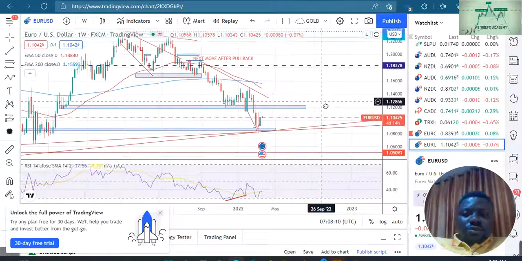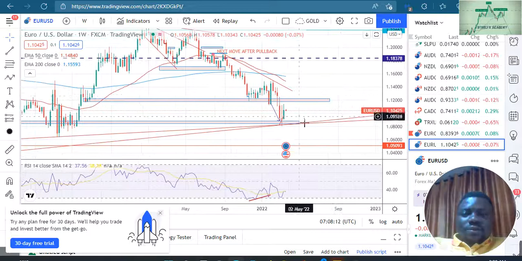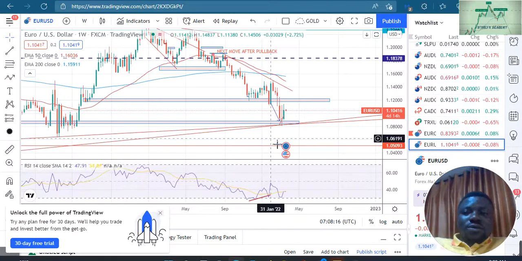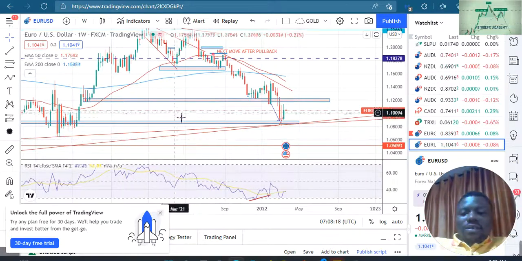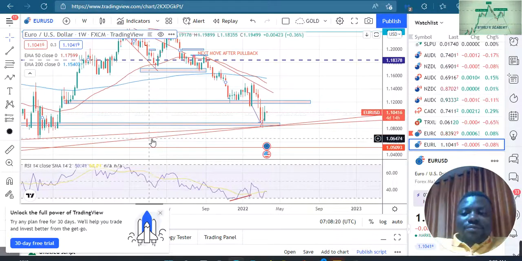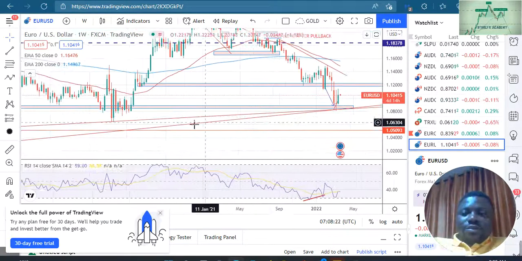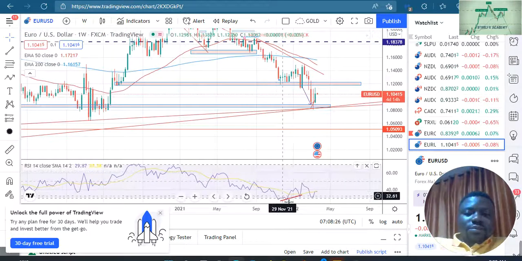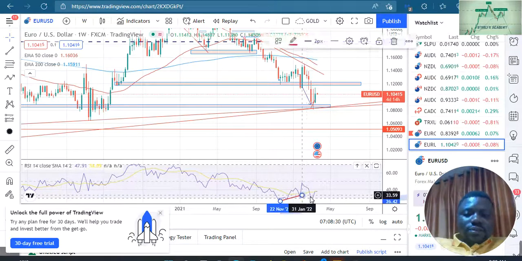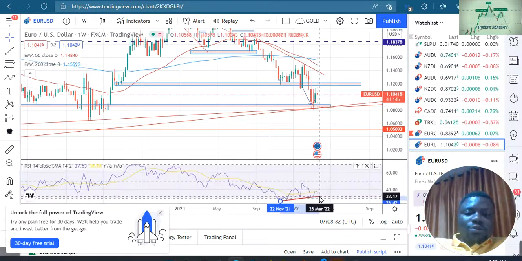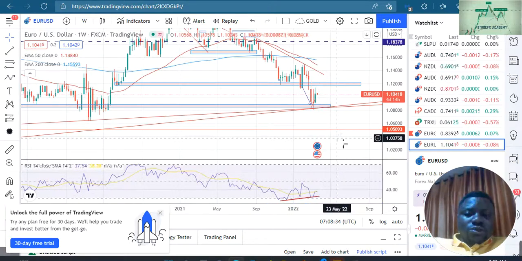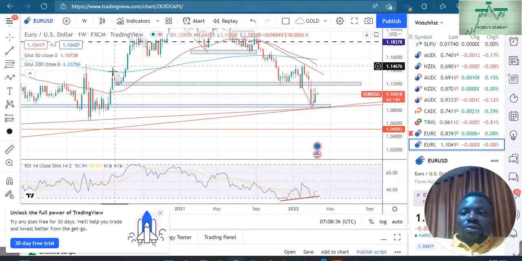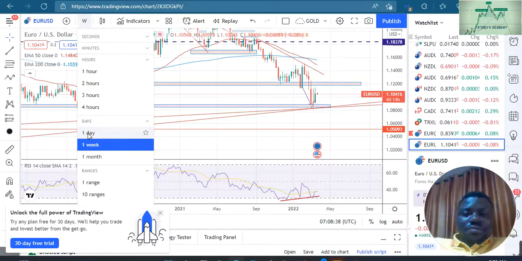Wow, Euro USD has struggled to give us a reasonable buy. But from the look of things, I think it's done with the sell. Then planning to start with the buy move. So let's look for more buy on Euro USD this week.